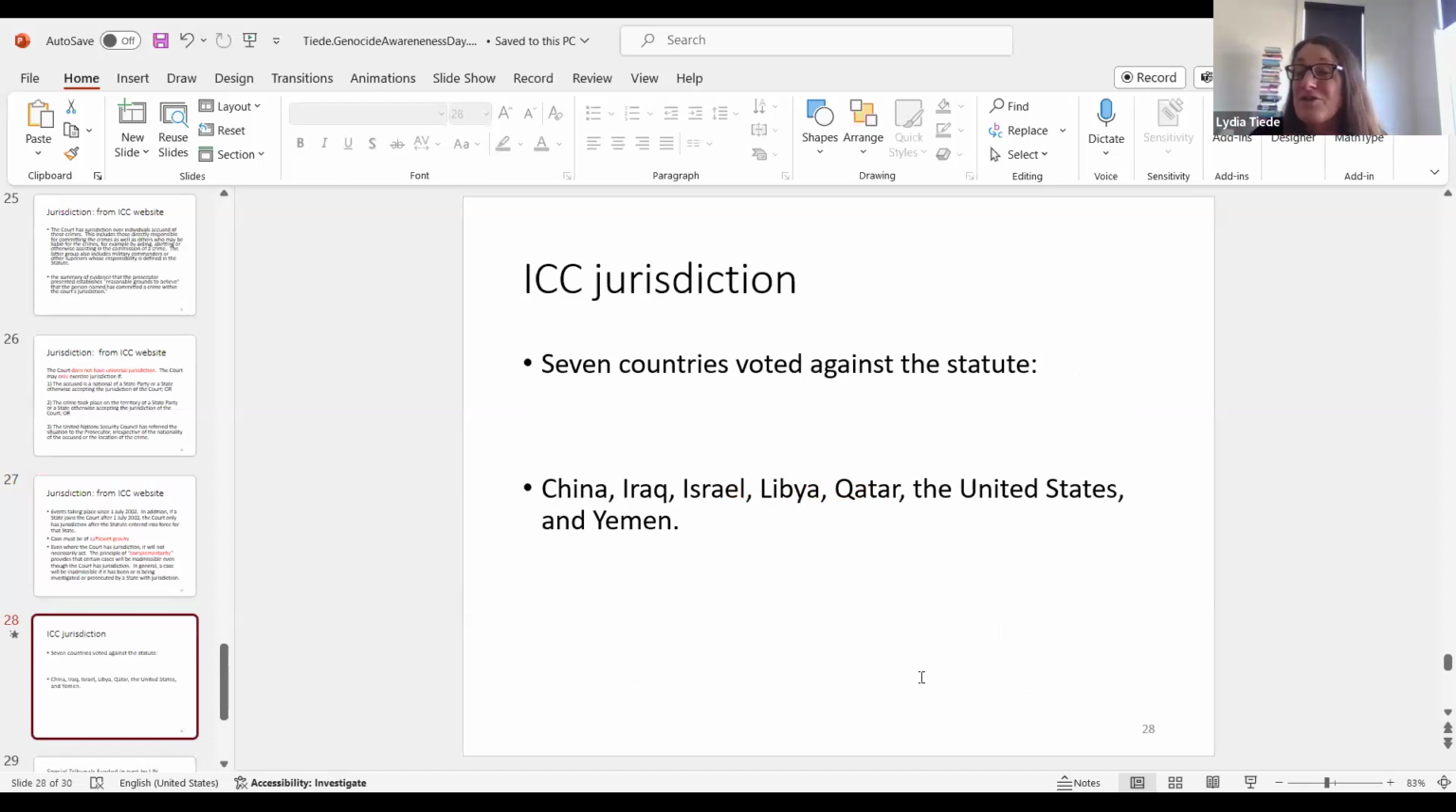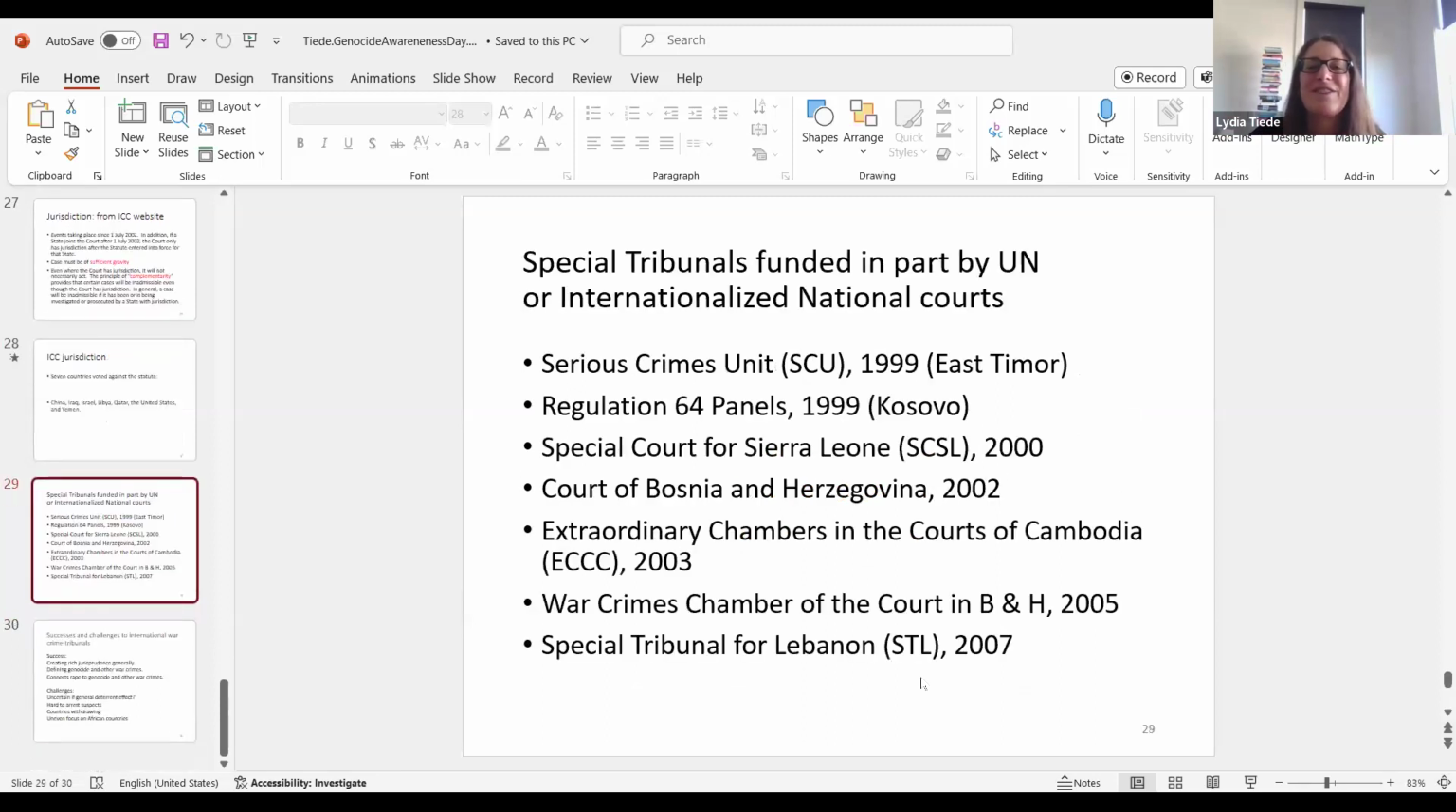So again, 7 countries vetoed or are not members of this. And there may be more that are getting out of it. And then the other thing to realize is besides this ICC, there are still some of these other types of ad hoc tribunals going on, right? I have a few listed here just to be aware of. I think the Sierra Leone special court is probably one of the best ones as far as reputation and what it got done. They were helped quite a bit by the British as well.